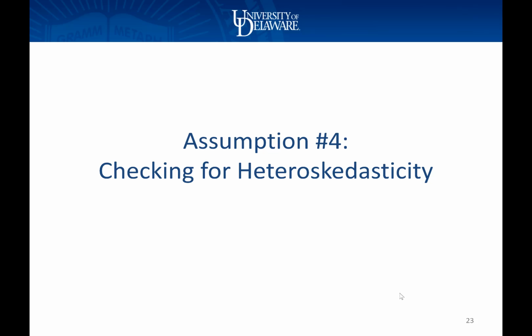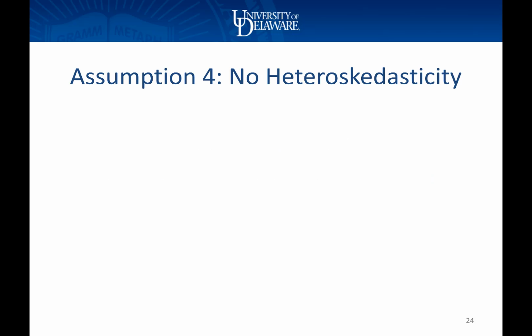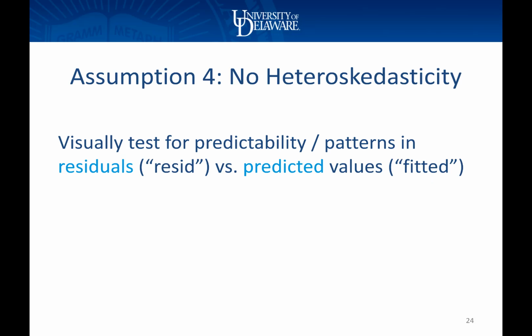Now we need to learn how to check for heteroscedasticity in a model. We're going to use a visual test to see if there is any predictability or patterns in the residuals versus the predictions. R creates the residuals, as you know, because we use them in assumption number 3, but R also creates predicted values. It calls them fitted values.